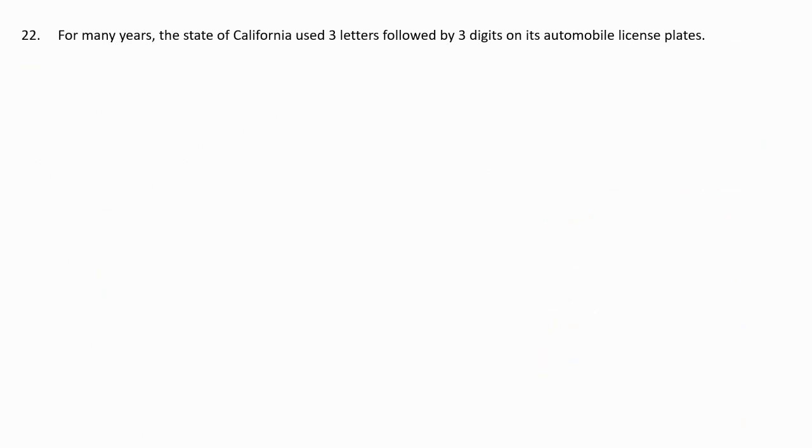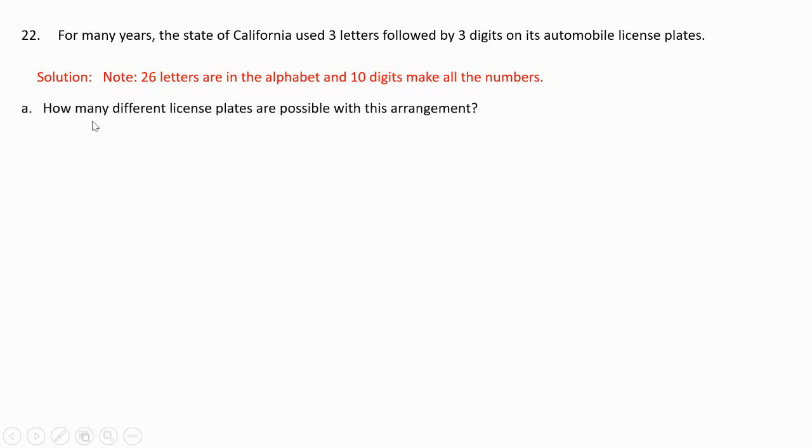For many years, the state of California used 3 letters followed by 3 digits on its automobile license plates. There are 26 letters in the alphabet and 10 digits. So for part A, how many different license plates are possible with this arrangement? We have 3 letters and 3 digits. How many letters can go in the first slot of the license plate? It will be 26. Second one, 26, 26, 10, 10, and 10.